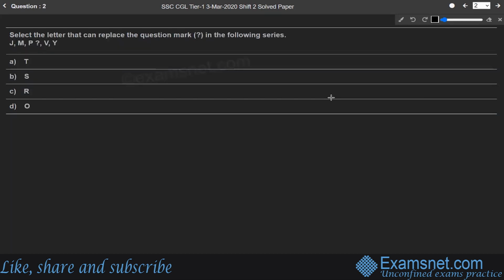Next question is select the letter that can replace the question mark in the following series. The series is JMP, question mark, V and Y. So what do you think must be the concept behind this question? In order to understand the concept for this question, we first need to understand how this series is formed or what is the relationship between different alphabets for this series. So to understand that, we first need to make a chart which is alphabet place value chart.